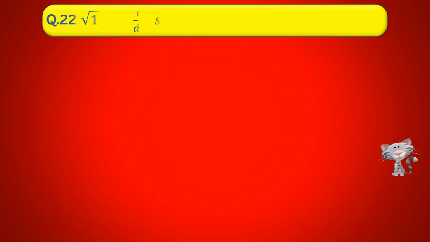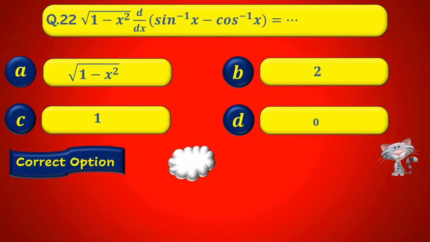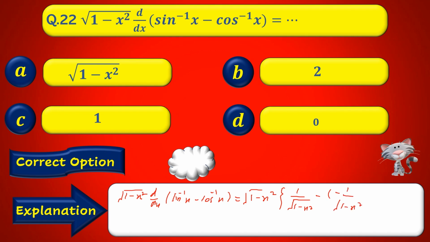Question number 22. Square root of 1 minus x square into d by dx of sine inverse x minus cos inverse x is equal to. The options are, but what is the correct option? Let us explain it. The given expression is square root of 1 minus x square into d by dx of sine inverse x minus cos inverse x. We write the derivatives of sine inverse x and cos inverse x as 1 over square root of 1 minus x square minus minus 1 over square root of 1 minus x square.